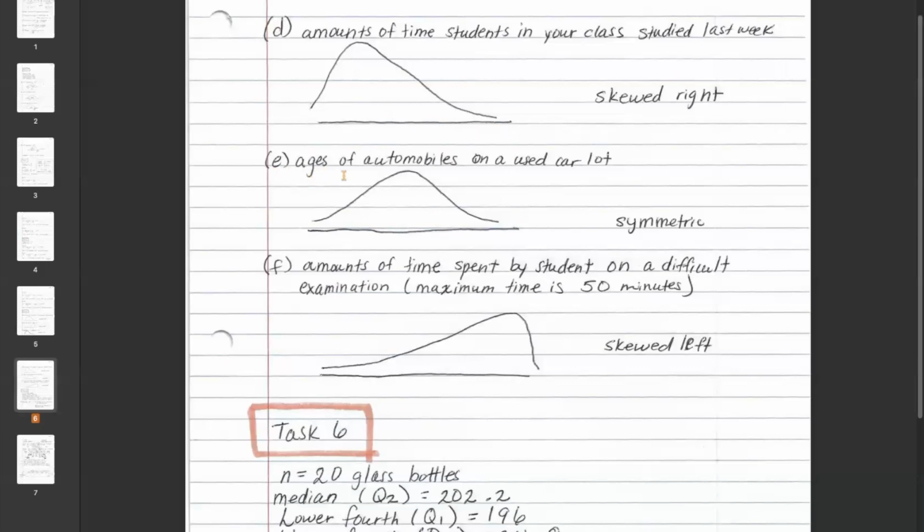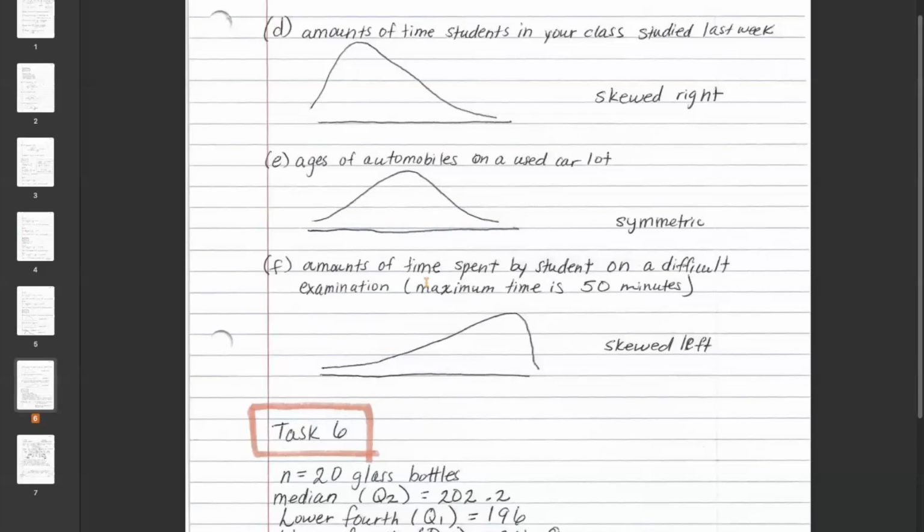And then E, ages of automobiles on a used car lot. Here I would assume that it's somewhat symmetric because there's probably a majority of automobiles that are very similar in age to each other, and then we've got a few older automobiles and a few younger automobiles, and by older and younger I mean how old the car is, how many years.